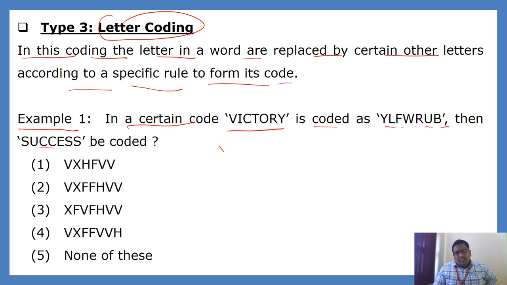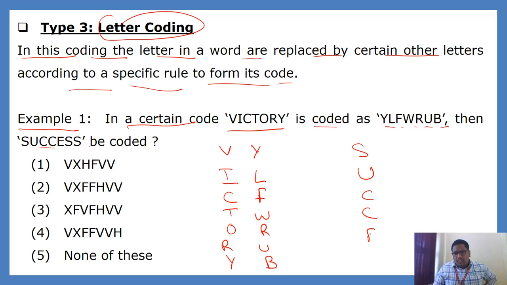So as I already said, write down the given word and the respective code word, YLFWRUB. This is a given thing, and I need a code word for SUCCESS, success. Now if you see this, VWXY, there is a two letter jump, or I could say V plus 3 will get Y. Similarly IJKL, so there is a two letter gap, CDEF.